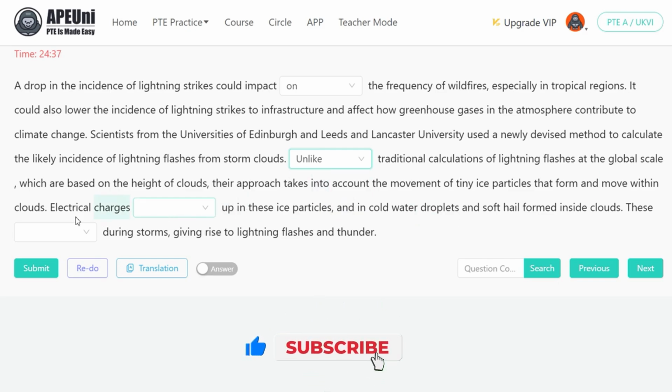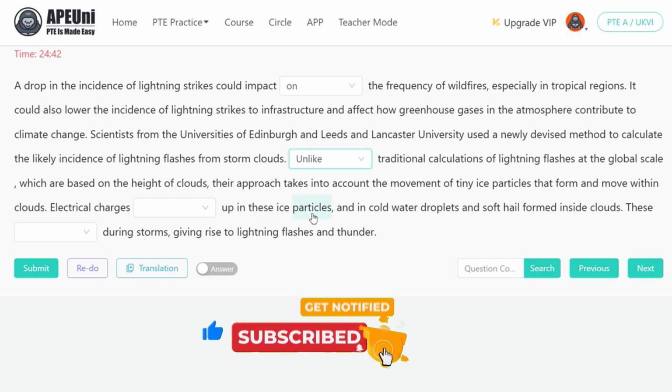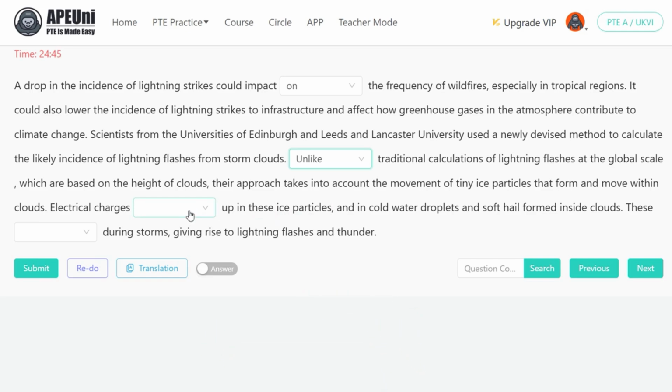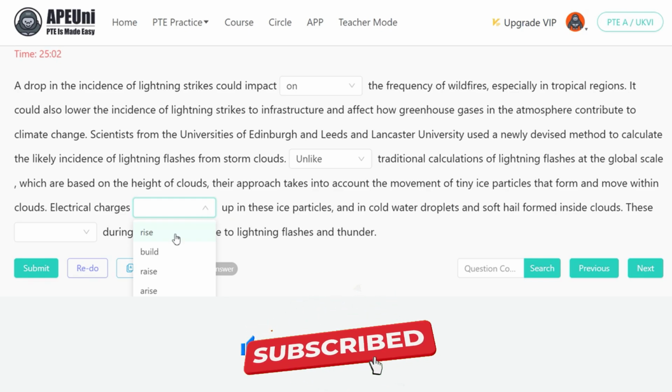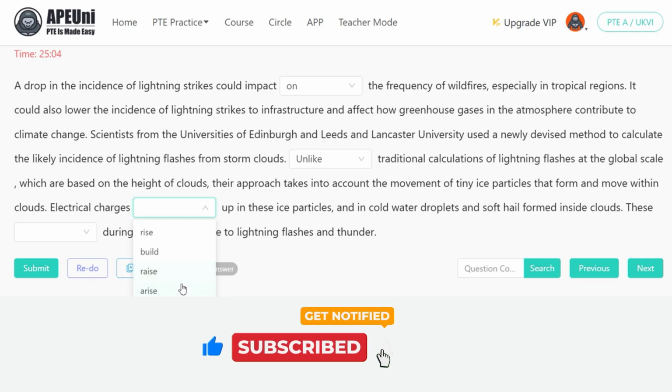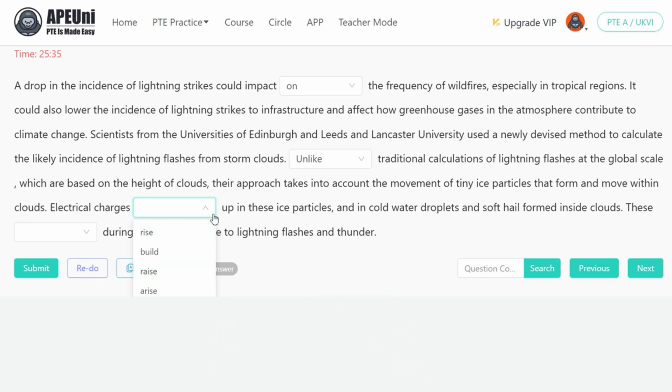Let's move to the next one. Electrical charges dash up in these ice particles. There could be a chance that we are having another collocation or phrasal verb make sense with up. Let's try to understand with the options. So we do have options rise, build, raise, arise. Rise refers to upward motion, not accumulation. The sun rises at 6 a.m. Smoke rises from the fire. So rise is not a correct option.